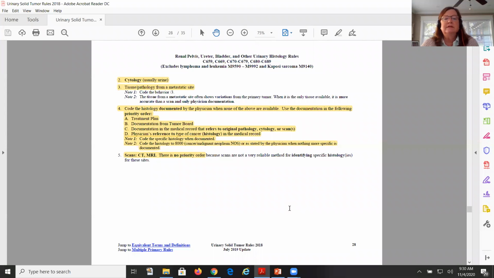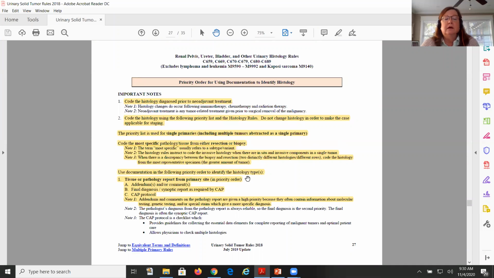Up here in discussing the priority for histology, I want to add for instruction number 1, I don't see it here, but your priority would be first from the op report and next from the op report from the resection and the path report from the resection, then the next would be the path report from the biopsy. But remember, you always code the most specific, whichever one of those it's from.